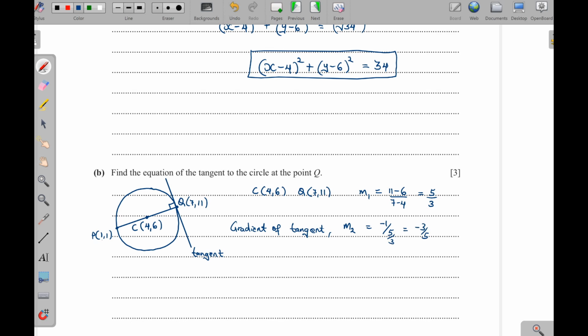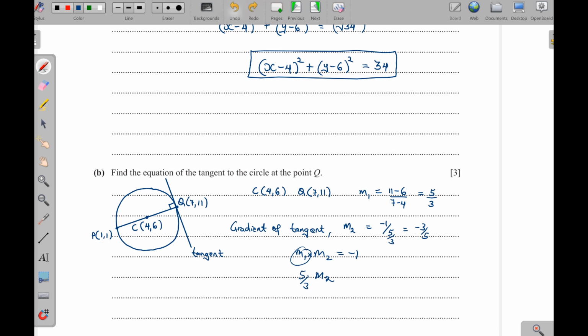You know that for two lines that are perpendicular, the product of their gradients is always equal to -1. So I've used m1 times m2 equal to -1. My m1 is 5/3. My m2 is the gradient of the tangent I'm looking for. Then I divided by 5/3. That is what you're seeing here.